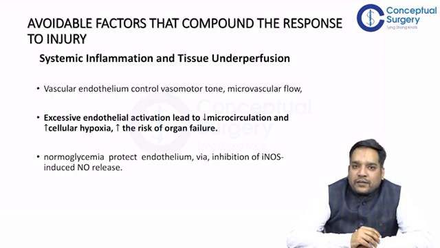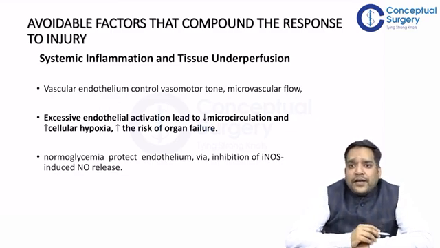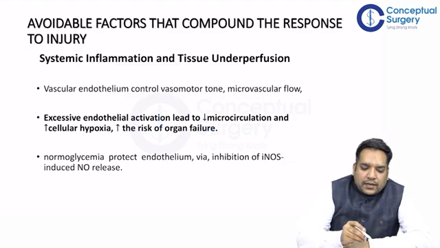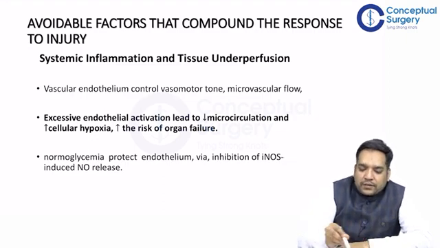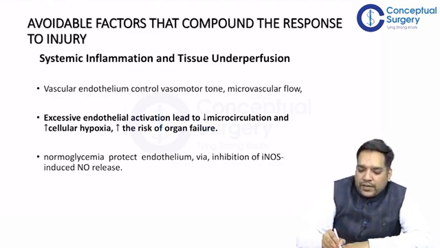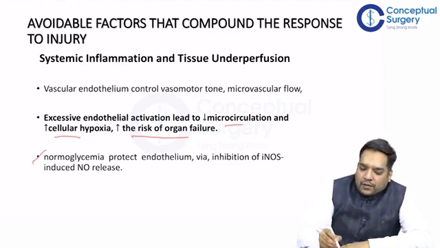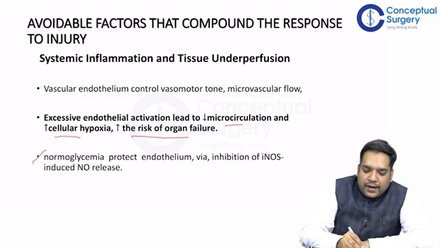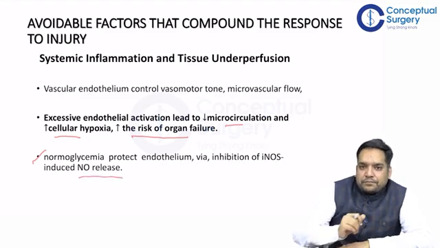So now another factor, which is avoidable and can lead to an increased response to injury, is systemic inflammation and tissue underperfusion. It is seen that vascular endothelium controls the vasomotor tone and the microvascular flow. Any excessive endothelial activation can lead to a decrease in the flow and lead to increased hypoxia and increased risk of organ failure. So it is seen that normoglycemia protects the endothelium via inhibiting the nitric oxide release. Just remember this.